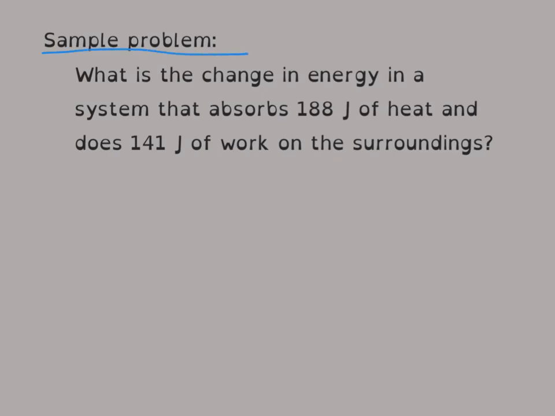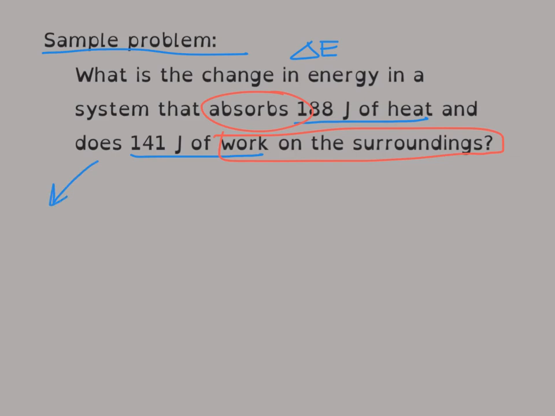All right, here's your sample problem. It says, what is the change in energy? So that's our delta E. In a system that absorbs 188 joules of heat and does 141 joules of work on the surroundings. So they're telling us in this problem that our system is absorbing the heat and that we're doing the work on the surroundings. Those are both pretty important. So when something is absorbing the heat, that is going in, so into our system, so that would be positive. And the work is being done on the surroundings, so that is negative.